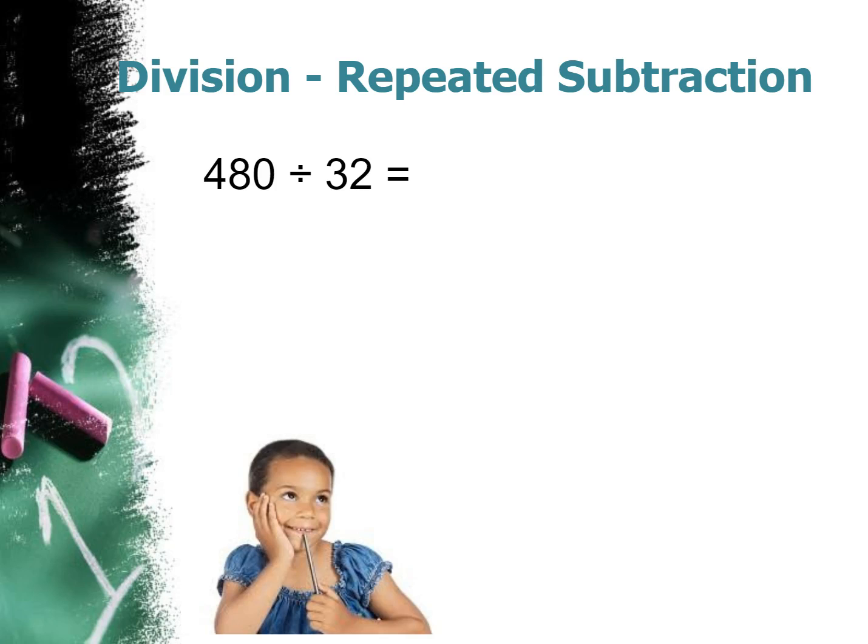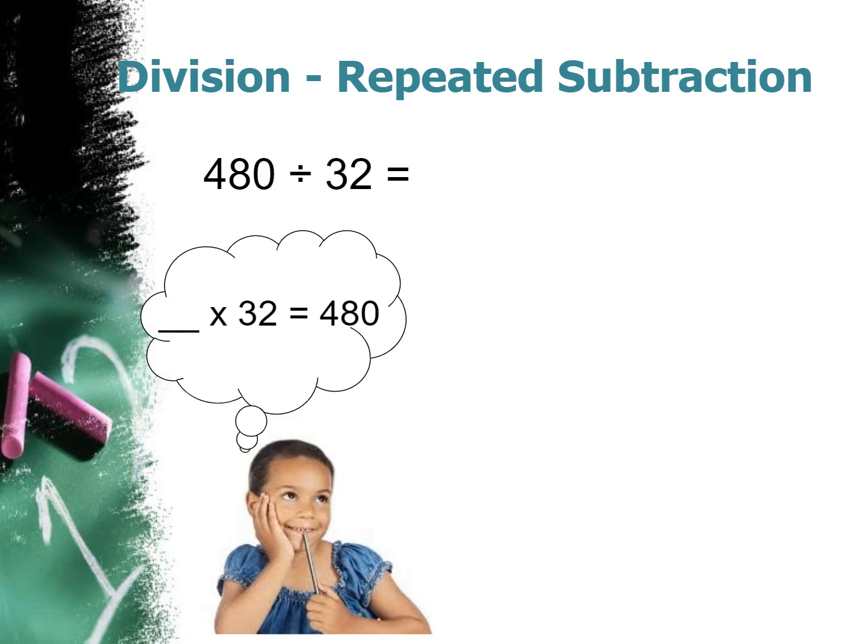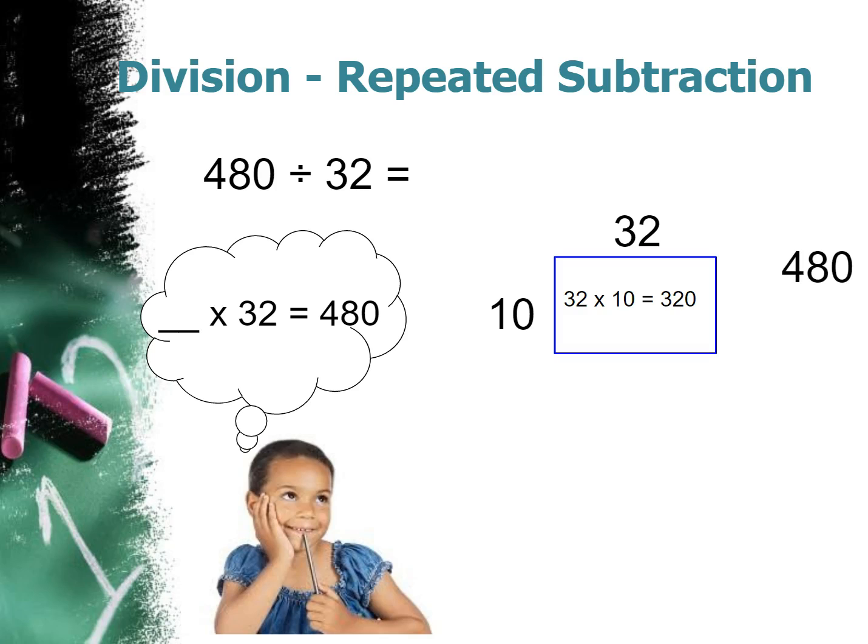Let's begin. We're dividing 480 by 32. So that's so many groups of 32 is 480. If we're going to use an open array, it may help to think of this as rows of 32 in the array. So I will put a 32 at the top. I know 10 rows of 32 would be 320. So I can subtract 480 minus 320. Now there are 160 left to put in groups of 32.